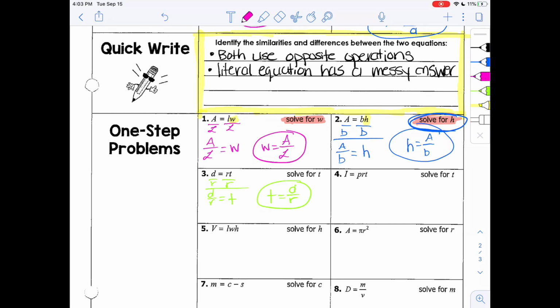Number 4. Number 4 wants us to solve for T. Well, if you notice on number 4, we have 4 variables. I equals PRT. The PRT are all put together with multiplication. So to isolate T, we must get rid of P and R. And since they're both put together with multiplication, I can get rid of them both in the same step. So instead of multiplying times PR, I'm going to divide by PR.